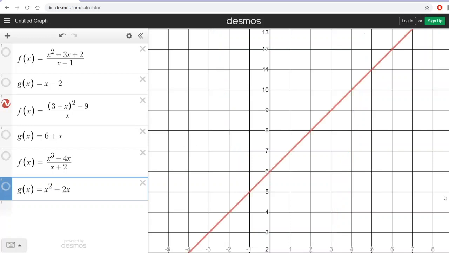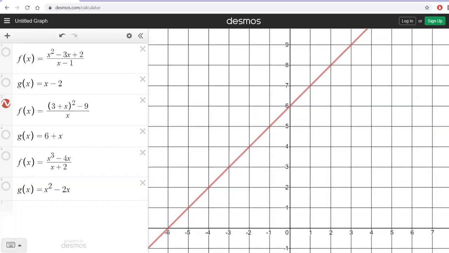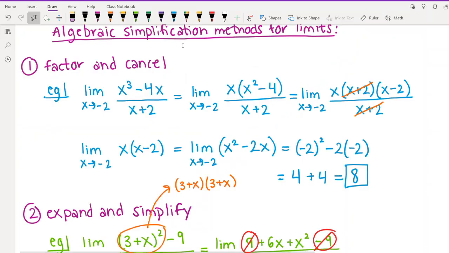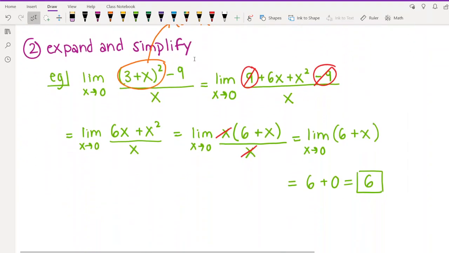Similarly, the one we just did looked like this. So this is 3 plus x squared minus 9 over x. And this one has a hole at 0. It's undefined at 0. There we go. And we simplified it, and our simplified version was 6 plus x. And that looks exactly the same, except that this one does not have a hole at x equal to 0. And so we could just plug in 0 and we got 6 as our output. So again, it's just this idea of simplifying in order to give you something that you can actually just plug a number into.